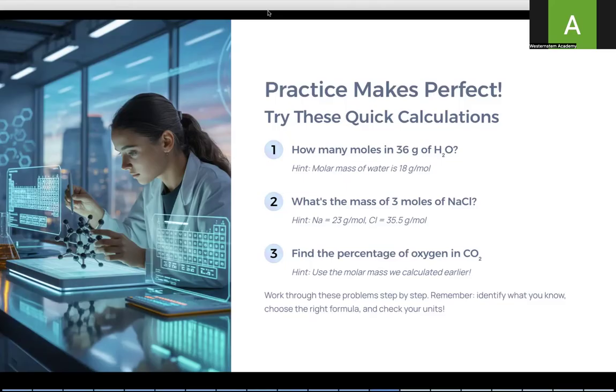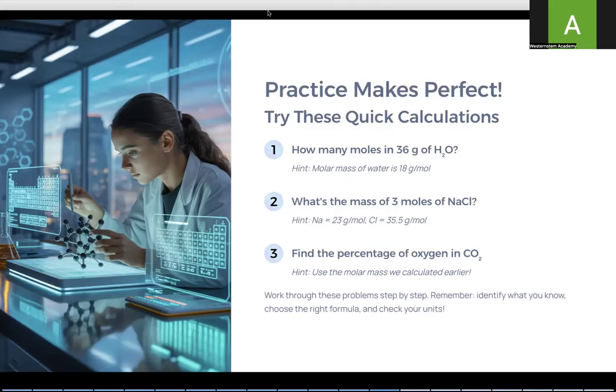Number two. If you need to work it out, pause. What's the mass of 3 moles of sodium chloride? Hint: sodium is equal to 23 grams per mole, and chlorine is equal to 35.5 grams per mole, the molar masses. So what's the mass of 3 moles of sodium chloride? Go ahead, calculate it and put your answer below.